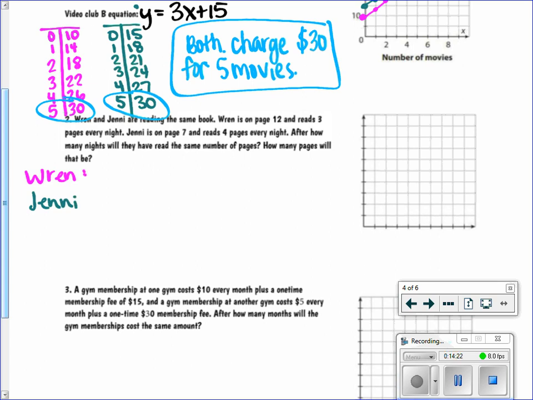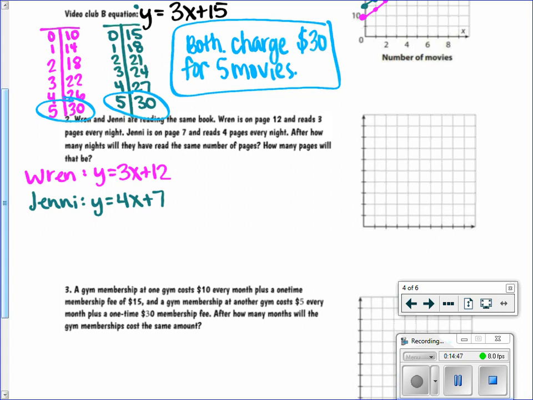How would we write an equation for Ren's reading? Three a night, so 3x plus 12, because that's where she's starting from. And then what about for Jenny? 4x plus 7. Okay.